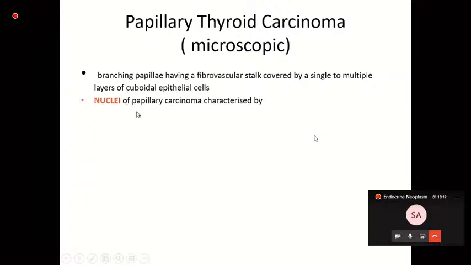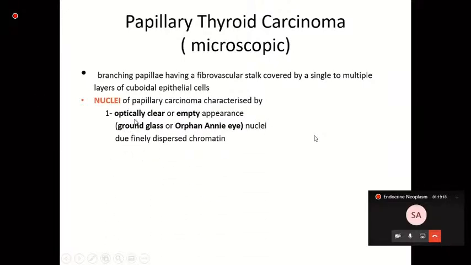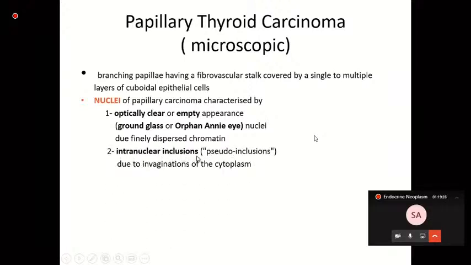The nuclear features. Nuclei of papillary carcinoma should be characterized by optically clear or empty appearance, or ground glass appearance, or Orphan Annie eye, we call. Second is intranuclear inclusion, which we call pseudo inclusion. Why do we say pseudo inclusion? Actually, it is not a true inclusion. It is an invagination of the cytoplasm. Third is nuclear groove. These are the features to diagnose the papillary carcinoma. Understood?